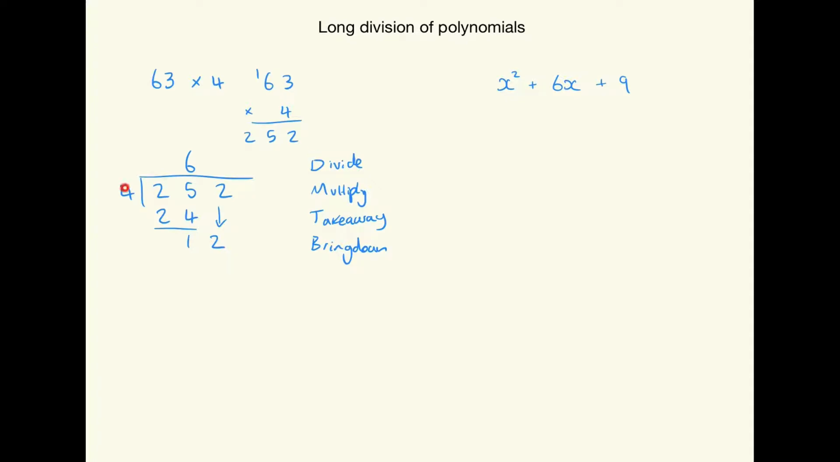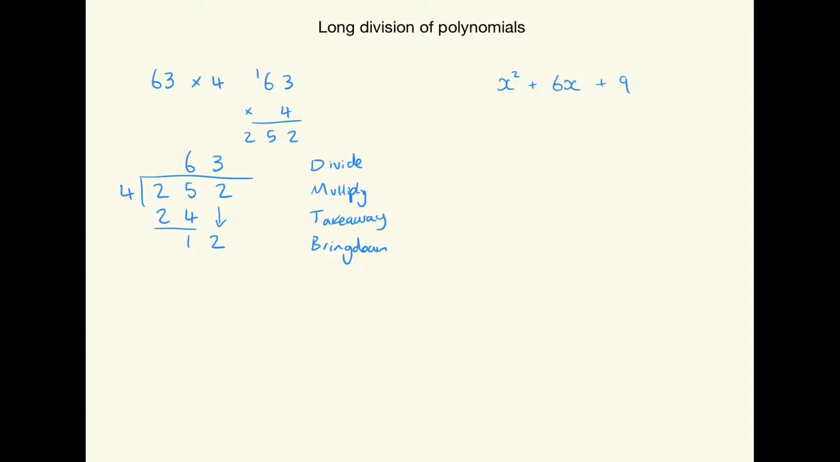So how many 4s go into 12? Well, that's 3. And there's no remainders, so we don't have to continue. That's it. So as I said, how many 4s go into 252? The answer is 63. So that's the process. That's the way that we do it.